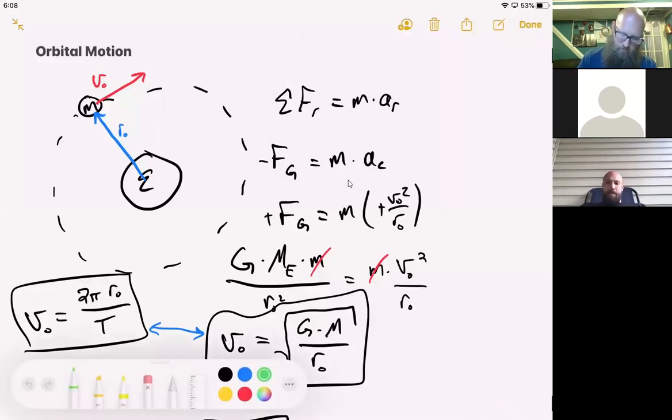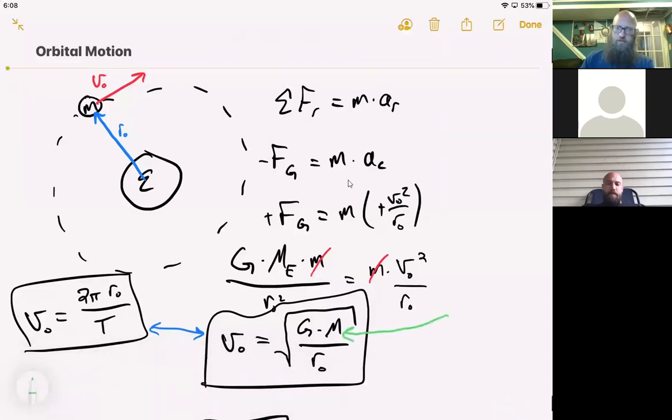So I want to make this point. This mass here, if you're just looking through the equation sheet, like, okay, what do I plug in? The mass is generally the mass of the thing being orbited, not the mass of the orbiting thing. Does that make sense? So this mass, in this example, is the mass of the Earth, not the mass of the moon. Now, if we were talking about the Earth orbiting around the sun, this would be the mass of the sun, not the mass of the Earth. Does that make sense?